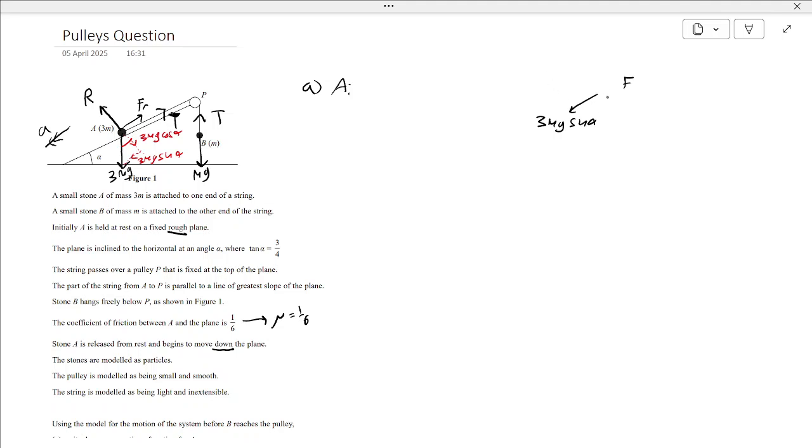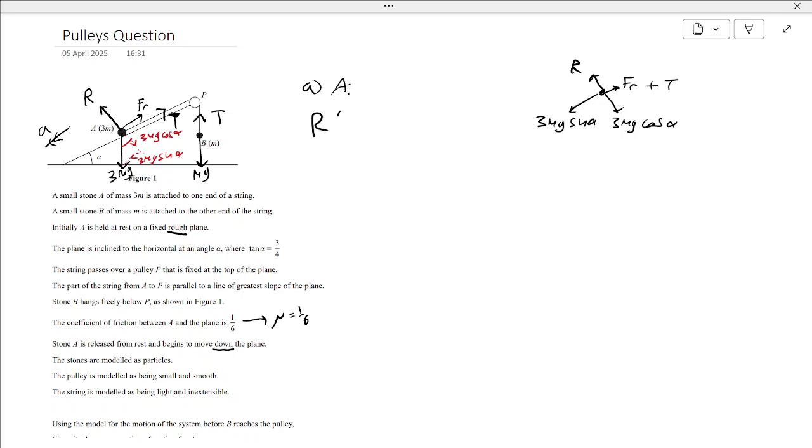Friction and also tension going up the plane. Reaction there. And the 3mg cos alpha. My initial 3mg has not been forgotten about, right? It's just been split up into these two smaller forces. So that's all the forces on particle A. I'm now ready to resolve.